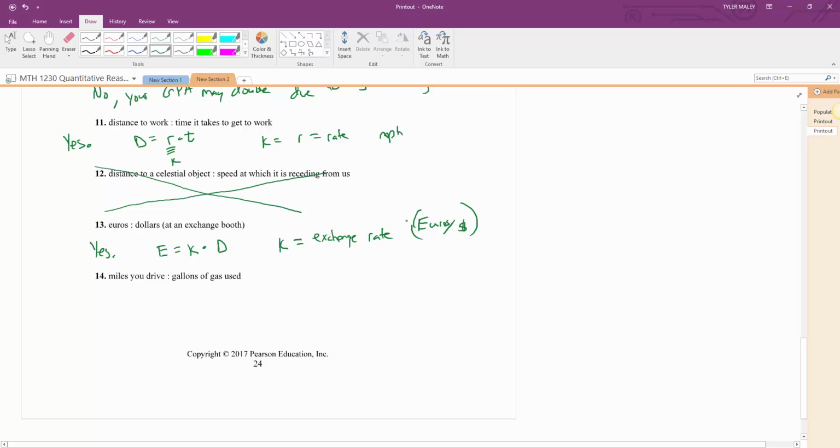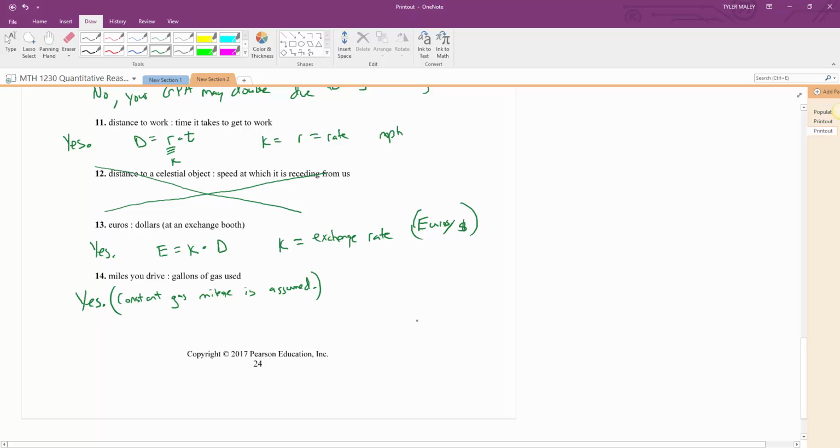So then, lastly, number 14 is the miles you drive compared to the gallons of gas used. So yes, this would also be an appropriate scenario to use a proportion for. This is proportional. If I double the amount of miles I drive, I'm going to double the gallons of gas I used. And again, this would be assuming that we have constant gas mileage. So constant gas mileage is assumed.